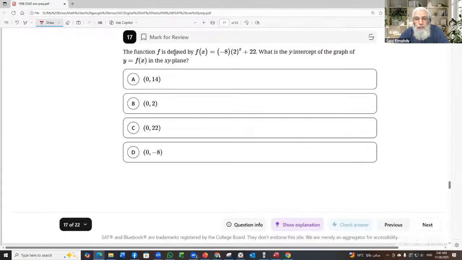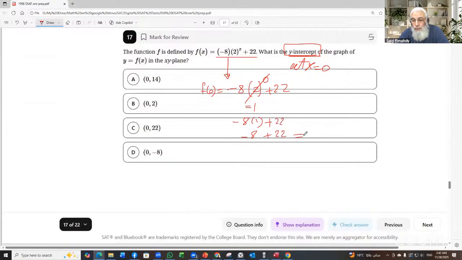The function f is defined by f of x equals negative 8 multiplied by 2 to the power x plus 22. What is the y-intercept? The y-intercept always occurs at x equal to 0. So in this equation, we just put f of 0 equals negative 8 multiplied by 2 to the power 0 plus 22. 2 to the power 0 is equal to 1, so minus 8 times 1 is just minus 8. Minus 8 plus 22 is 14. So the answer is (0, 14).